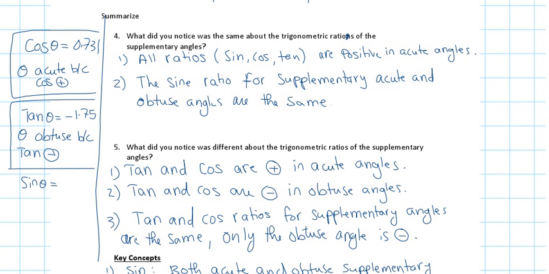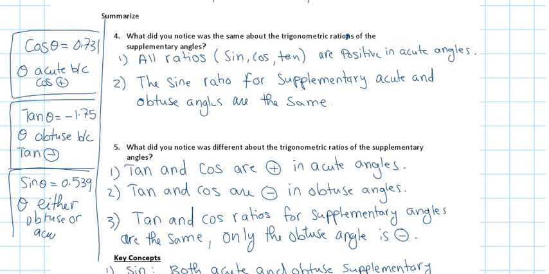Is angle theta acute or is angle theta obtuse? It could be either. So how many answers would I have for this? 2. Okay, so for this one, theta could be either obtuse or acute, because remember that sine is positive for both angles.